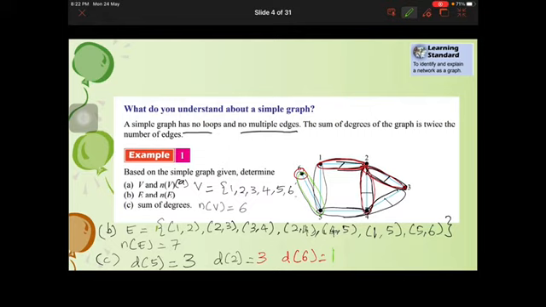Since we have only 7 edges, therefore the sum of degrees equals 2 multiplied by 7, the number of edges that we got in question B, so it equals 14. Okay, so if you list all the degrees for all vertices and sum them up, you will get 14. So that's how you find the sum of degrees. It's twice the number of edges.